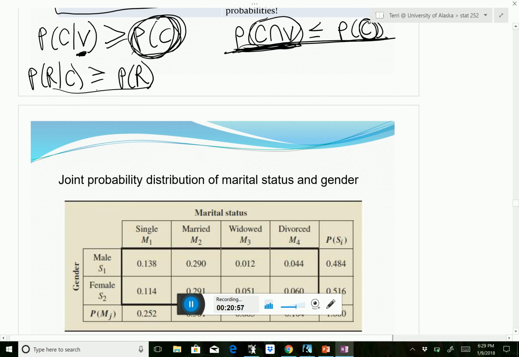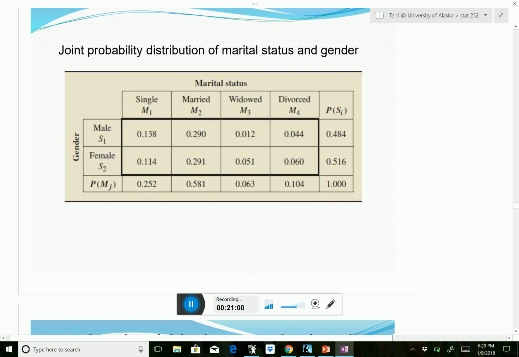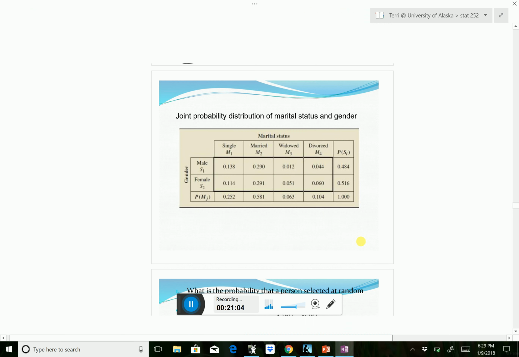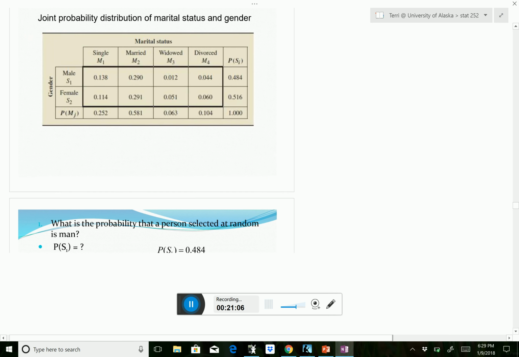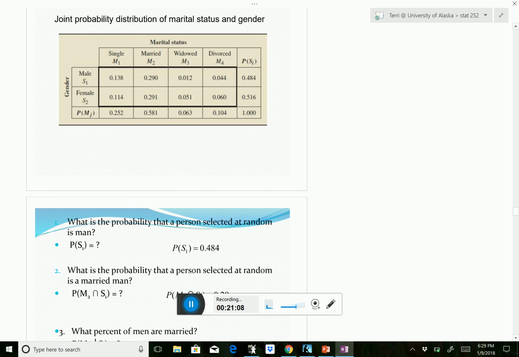So let's move on. Another example. Here's a joint probability of marital status and gender. So let's see what we're going to do with this. Let's find the probability that the person selected at random is a man. So the probability the person selected at random is a male, so it's the probability of S1. So we want that marginal probability because we don't care about their marital status. So we want to go to the margin.